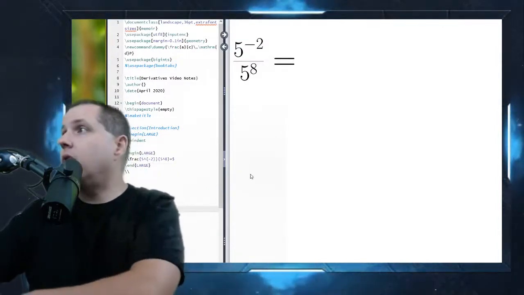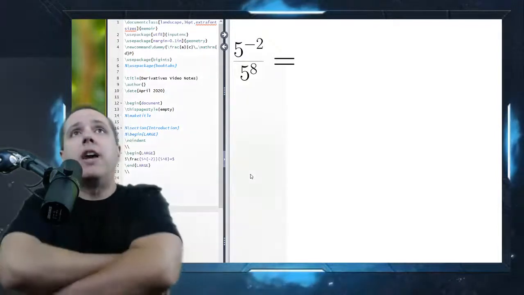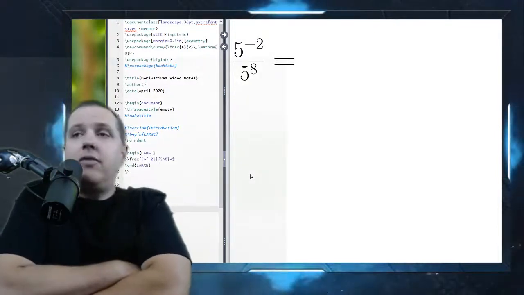There we go. That's a little bigger for us. I think that's going to show up better on the screen. Okay, 5 to the negative 2 over 5 to the negative 8.